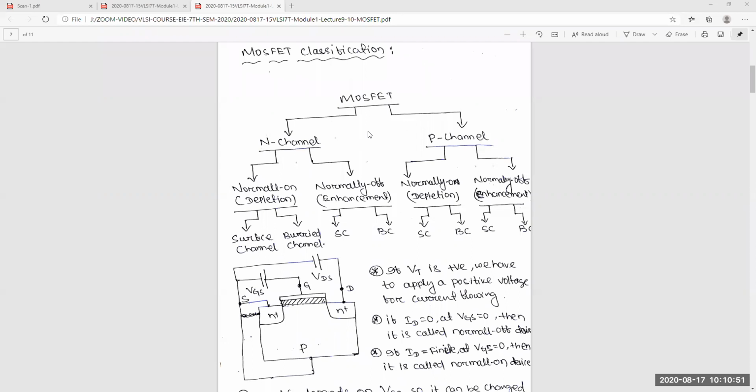Because sometimes when an interviewer asks about the P channel, people are simply lost. They have always been familiar with the N channel, so when the interviewer asks about the P channel, they are not able to answer. That's why I strongly recommend that you also work on the P channel MOSFET.